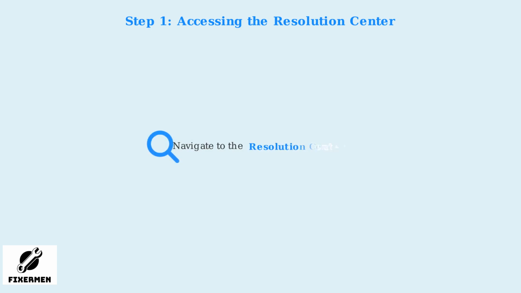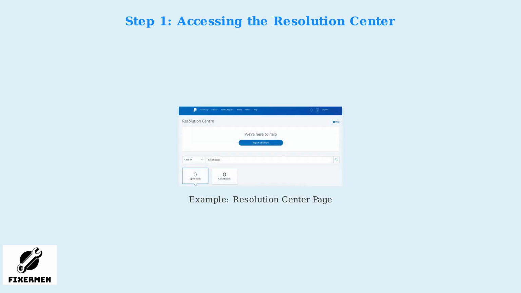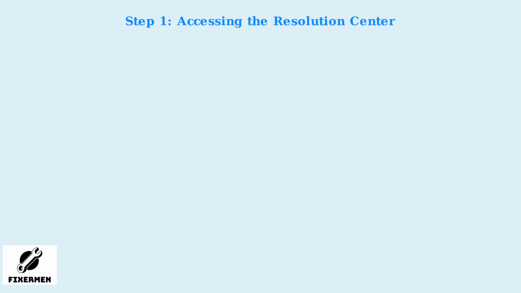Once logged in, navigate to the Resolution Center. This is PayPal's central hub where you can understand why the limitation was placed and see a summary of the issues that need to be addressed. In the Resolution Center, you'll find helpful messages like "We're here to help," along with a list of required actions and any open or closed cases.